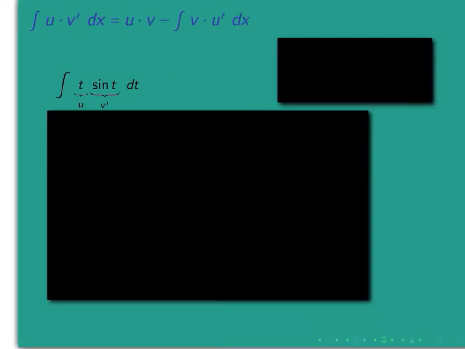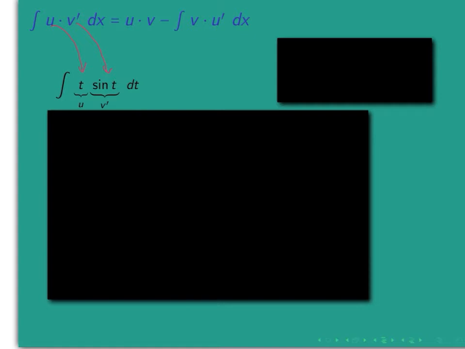Here's the first example. We want to find an antiderivative for t times sine of t. Okay, so notice that the formula, which I've copied up here, says that I want to identify the original integral as u times v prime. These are the parts in integration by parts. And so what I'm going to do is identify u as t and v prime as sine of t. So I've identified u equals t and v prime equals sine of t.